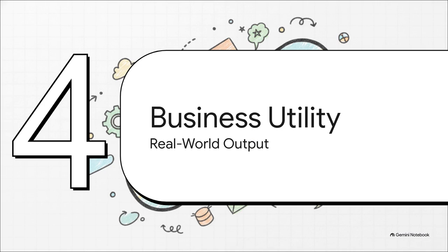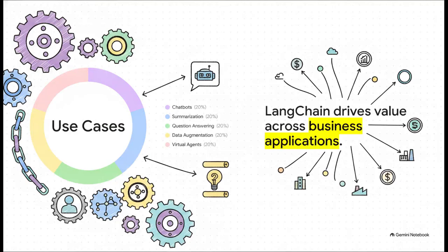Section 5. Real-world business utility. Now, what's really interesting about this is how we actually put this abstract toolkit to work. When we combine all these components we just learned about, we get a massive menu of tangible business utility. It drives value evenly across a variety of major use cases, with chatbots, summarization, question answering, data augmentation, and virtual agents all sitting right around 20% of the pie.